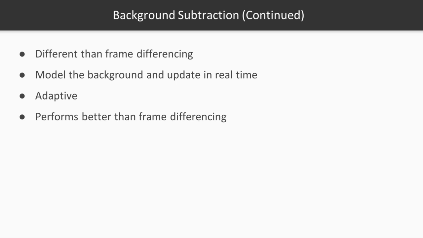One of the main steps here is to build a model of the background. It is not the same as frame differencing because we're not differencing successive frames. We are actually modeling the background and updating it in real time, which makes it an adaptive algorithm that can adjust to a moving baseline. That is why it performs much better than frame differencing.